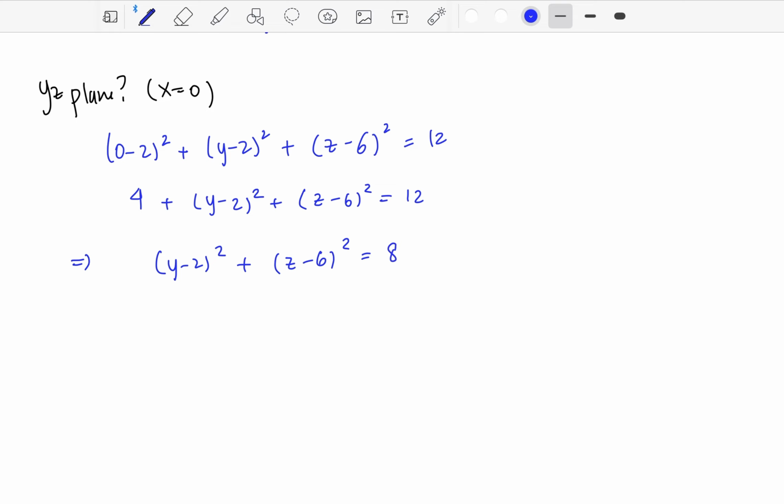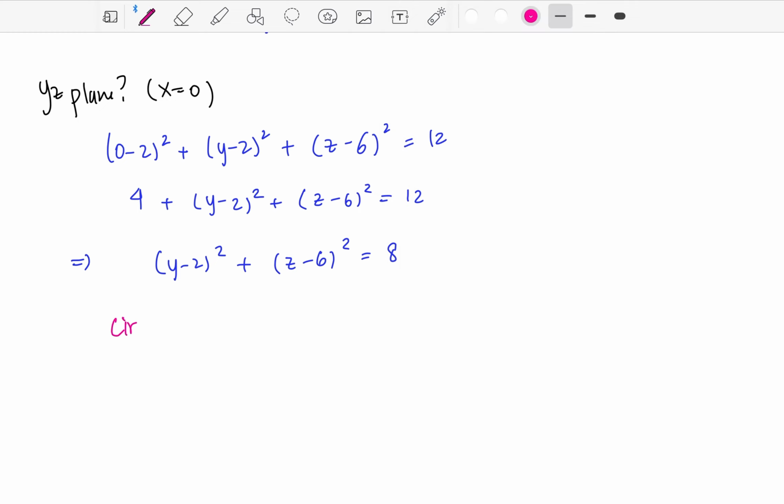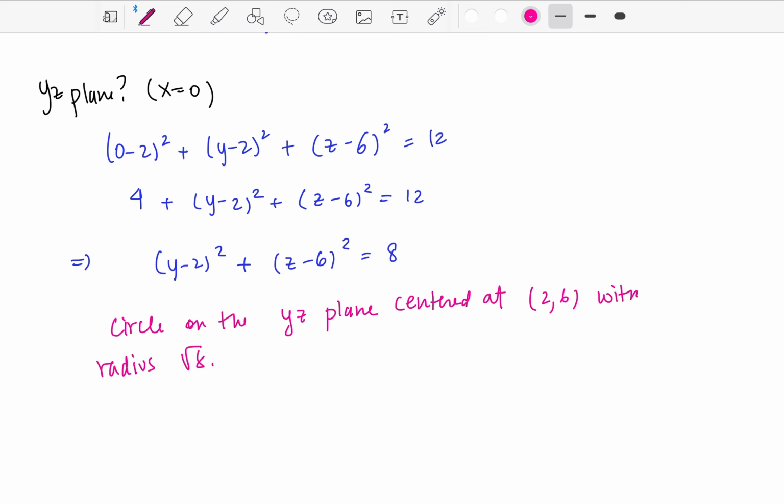So what is this? It's the intersection of the sphere with the yz plane. So the intersection of the sphere with the yz plane is just a circle. It's a circle on the yz plane centered at (6, 6) with radius root of 8, okay? I hope this makes sense.